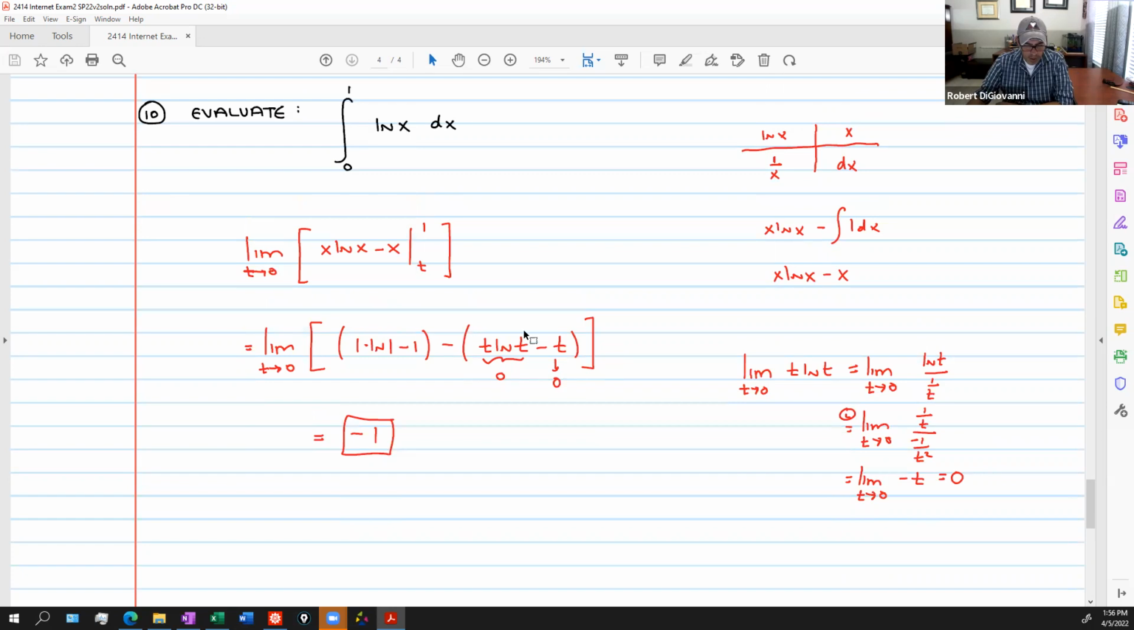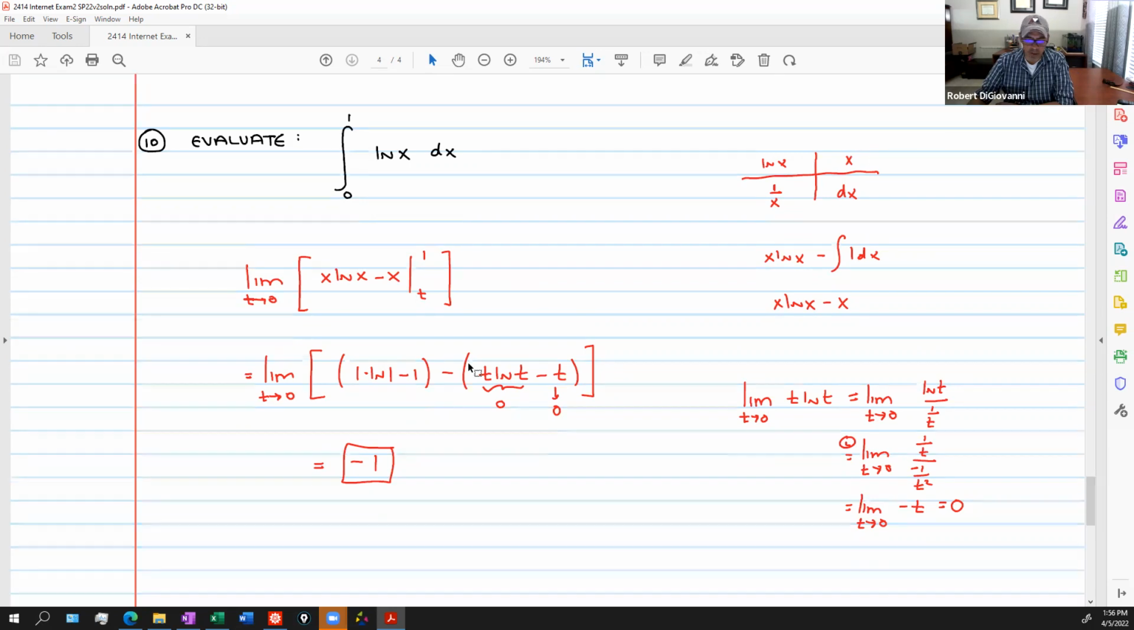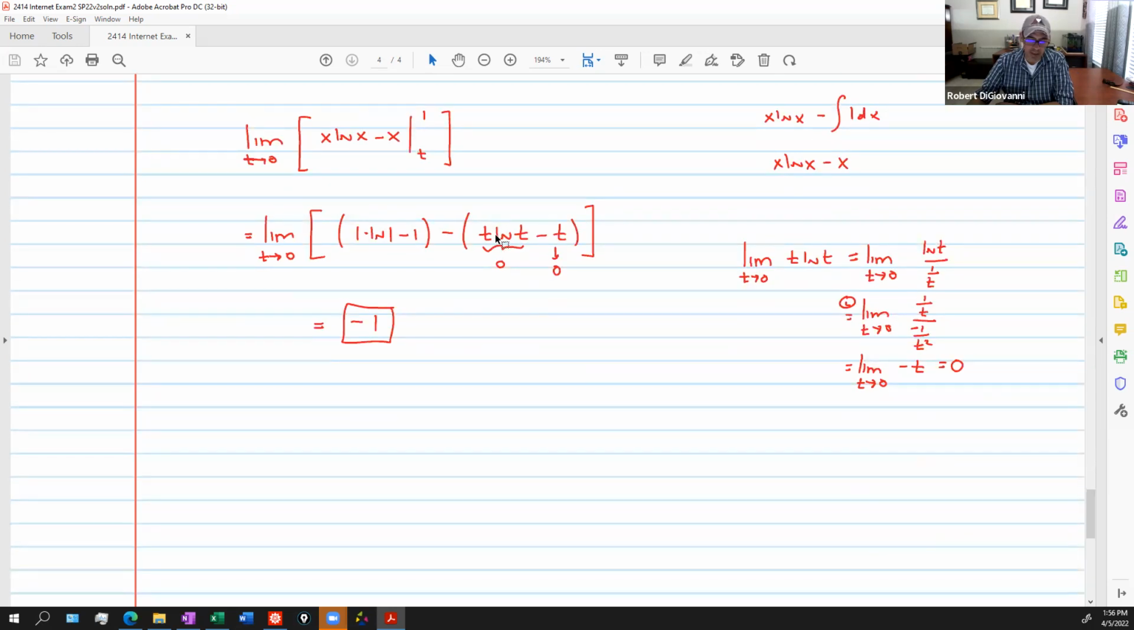Right here. We had to do this right here: t natural log t. And we wanted to know what was happening as t went to 0. Don't worry about the rest of the problem. Just right there, I want to know what t natural log t does when t goes to 0.